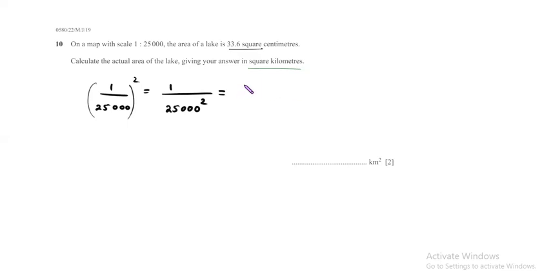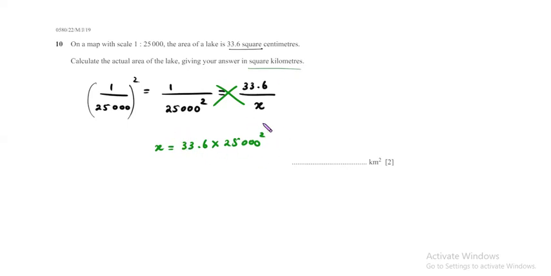So that means that should be written at the top, which is 33.6, because this 1 is the measurement on the map. And this is the actual measurement. The actual measurement is written at the bottom. And that is what we are supposed to find. I'm going to label this as X. I'm going to cross multiply it to find what X is. So the value of X will be equal to 33.6 times 25,000 squared. This 33.6 that we have here is given in square centimeters. I need to convert the total answer that I get here.